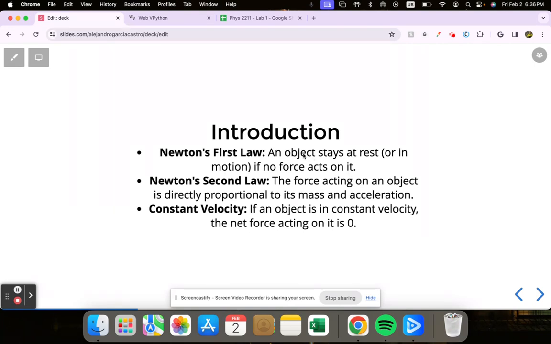First of all, we have Newton's first law, which says that an object stays at rest or stays in motion if no force acts on it. Newton's second law states that the force acting on an object is directly proportional to its mass and its acceleration, which is where we get F net equals mass times acceleration. And the final rule is the constant velocity rule, which states that if an object is in constant velocity, the net force acting on it is equal to zero.